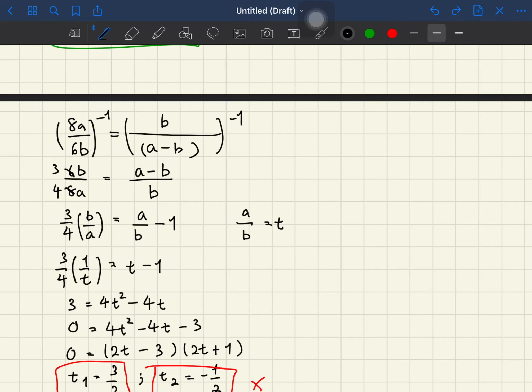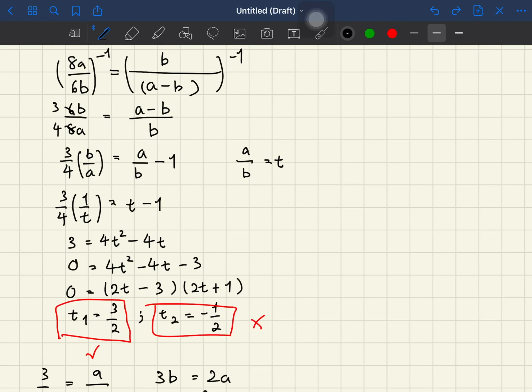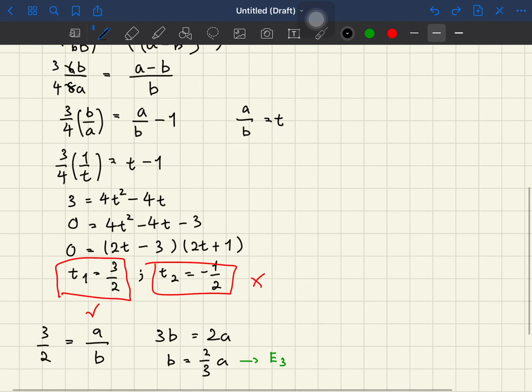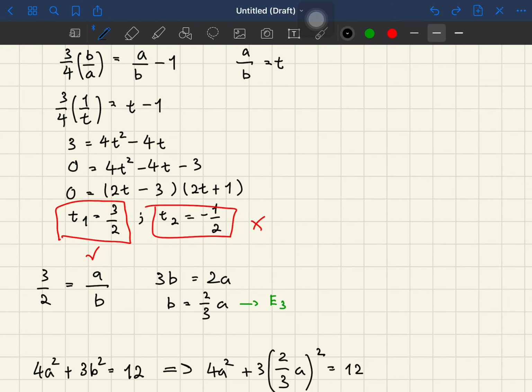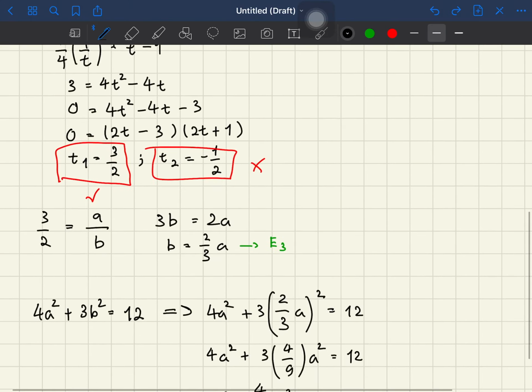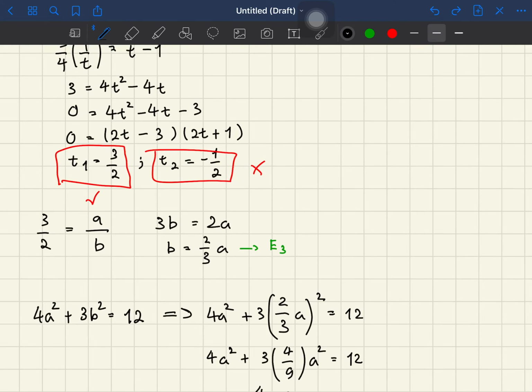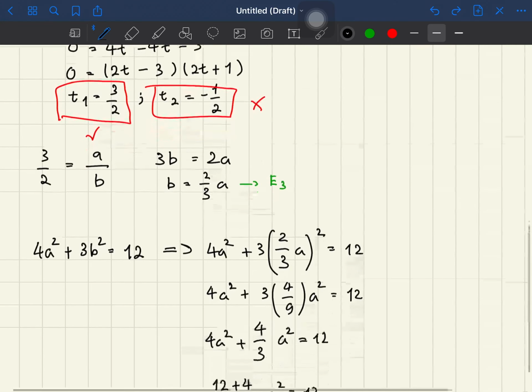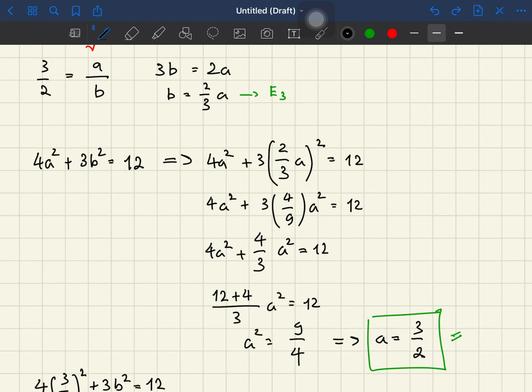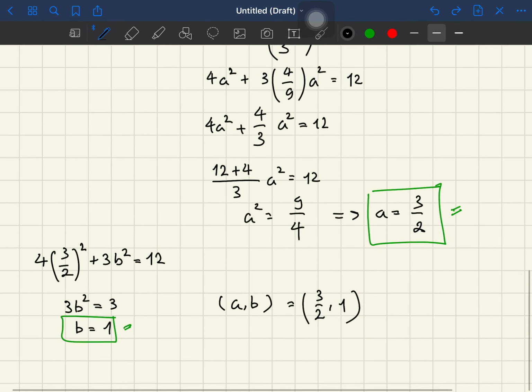It's called a ratio equation. So we denote that A over B equals T. We solve for T, obtaining that one of the ratios must be correct, which is 3 over 2. Then 3 over 2 equals A over B, and then B equals 2/3 of A. Substituting the value of B in terms of A, you will get the value of A equals 3 over 2, and hence the value of B equals 1.